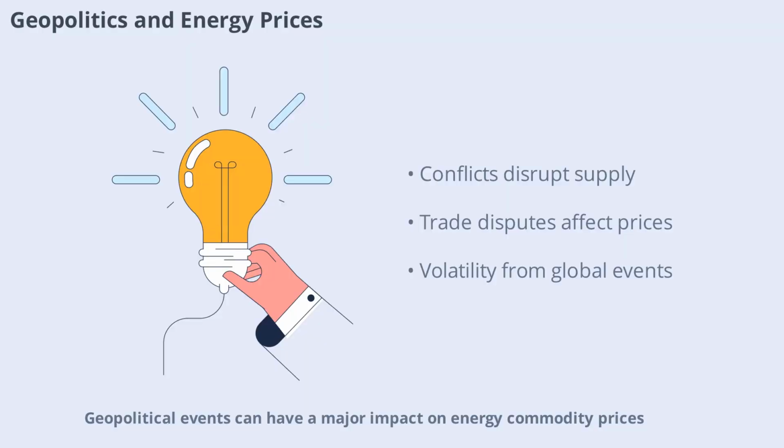lower prices. Geopolitical events can have a major impact on energy commodity prices. Conflicts in oil-producing regions, trade disputes, and sanctions can disrupt supply chains and cause prices to spike. For instance, tensions in the Middle East often lead to volatility in oil markets. Governments and companies closely monitor global events to anticipate potential disruptions and adjust their strategies accordingly.